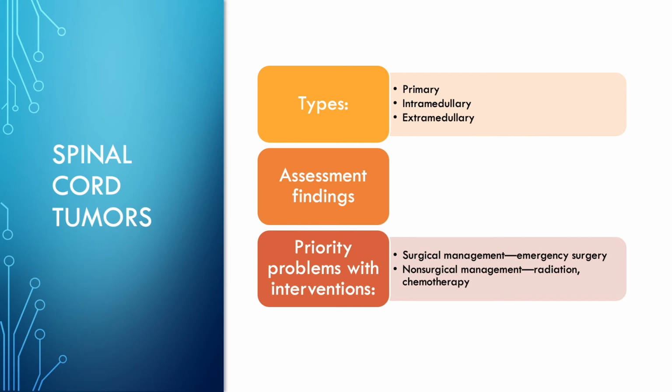As far as the assessment findings, they are going to be very similar. That is, based on the level of an injury, you're going to also have deficits based on the level of the spinal cord tumor. So your priority problems with interventions is going to be surgical management, even emergency surgery, if these tumors are impinging on the respiratory or cardiovascular centers. Non-surgical management includes radiation and chemotherapy.